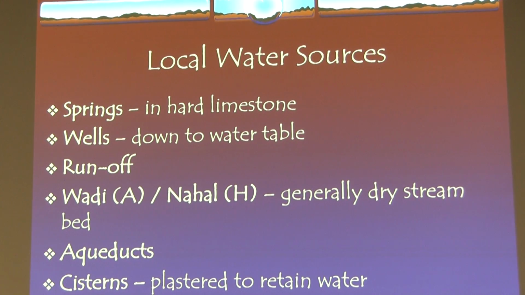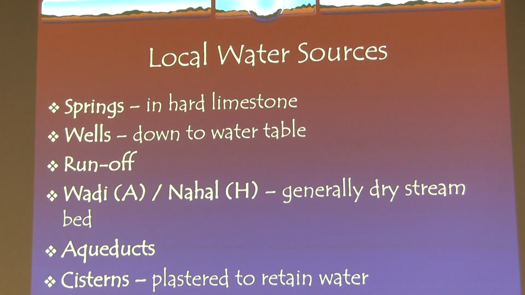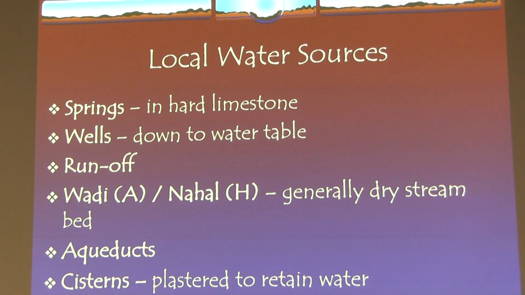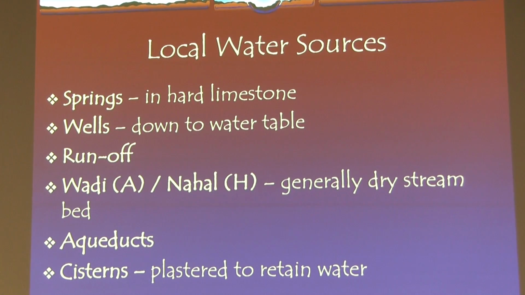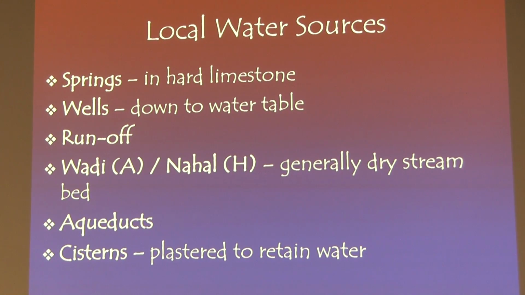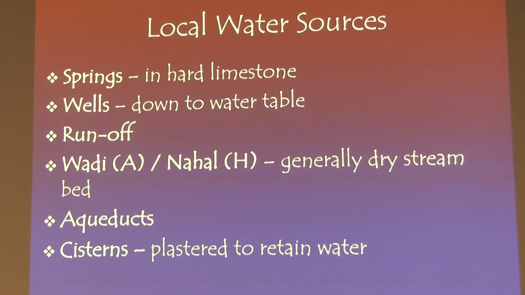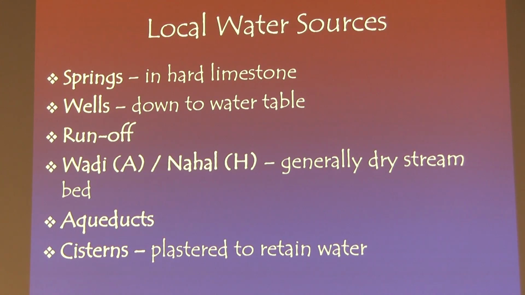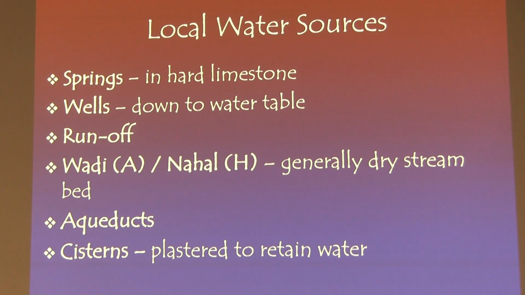Other things to think about in this area, in addition to soil types, are going to be water sources. Springs, again, right at the top, because that's what most of this area is. You've got hard limestone, and when you have hard limestone, you have water in those karstic structures underneath, makes for great springs. Where there aren't springs, people dug wells.